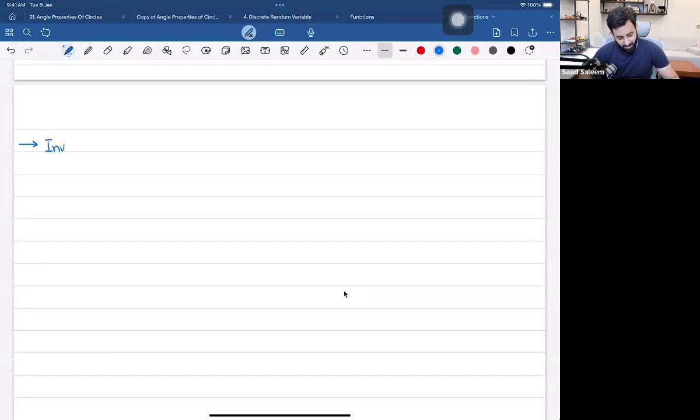Anyway, so inverse of a function. So we have a bit of this concept in math as well.